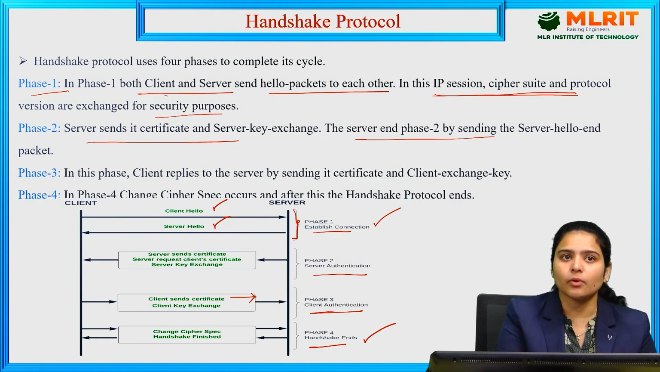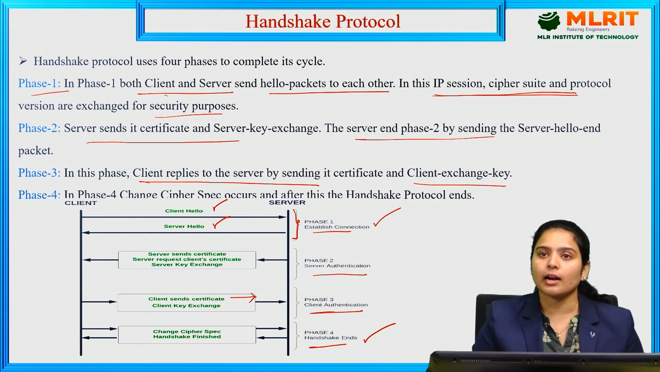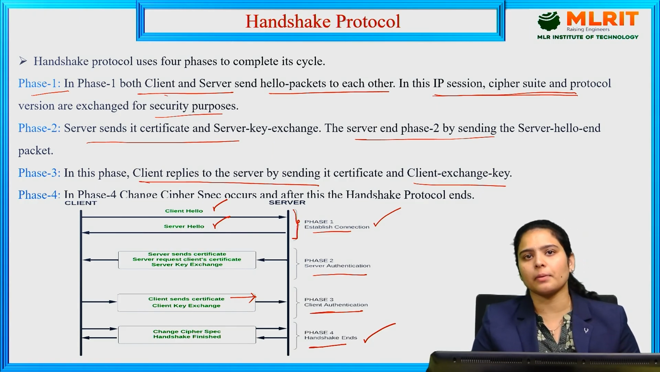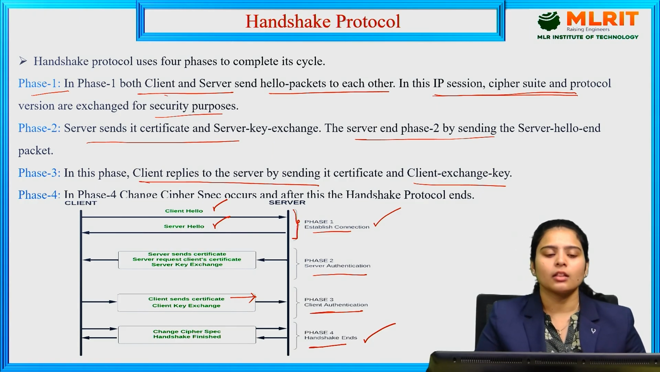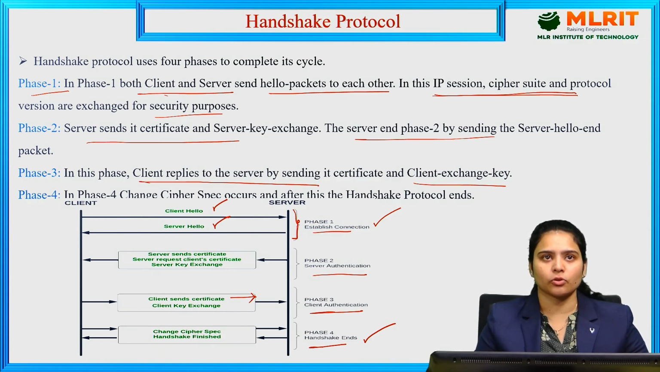So what is done in phase 3? The client replies to the server, whatever the sender is sending, the certificate, and the client key exchange is also done. So those were the 3 phases. After the completion of the 3 phases, the change cipher will occur, and after that the handshake protocol will end. Those are the 4 phases in the handshake protocol.